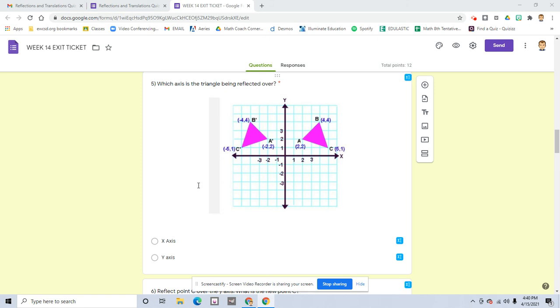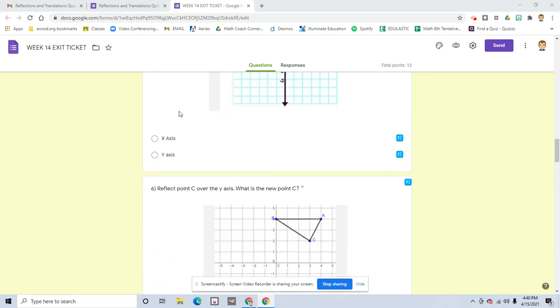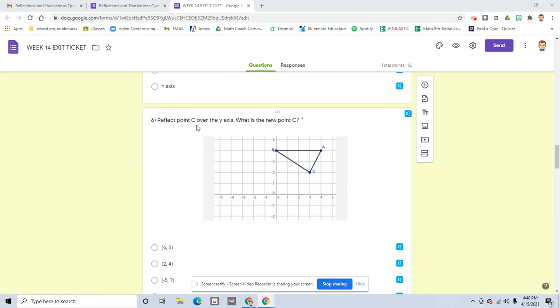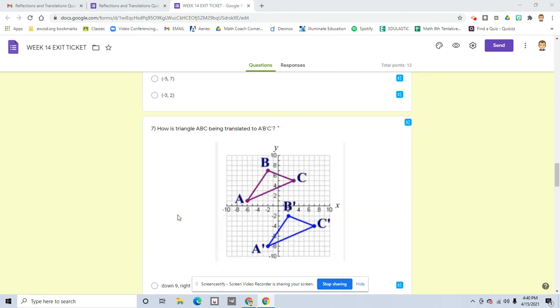Which axis is the triangle being reflected over? That's a pretty straightforward question. You got to do that on your own. Reflect point C over the y-axis. Okay, point C over the y-axis. Make sure you locate point C, flip it over to the y-axis, and where is the new coordinate?